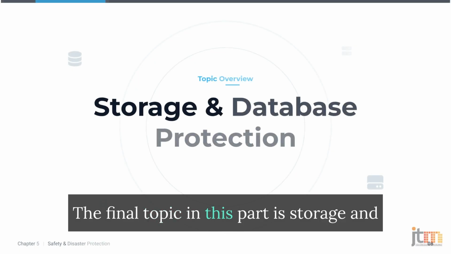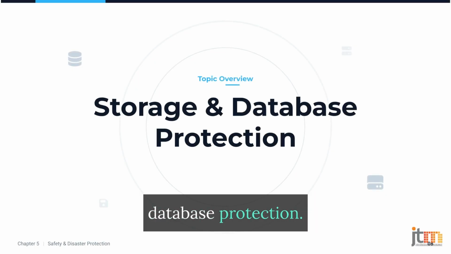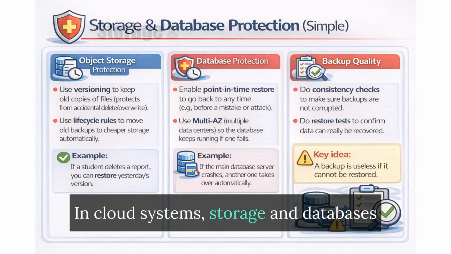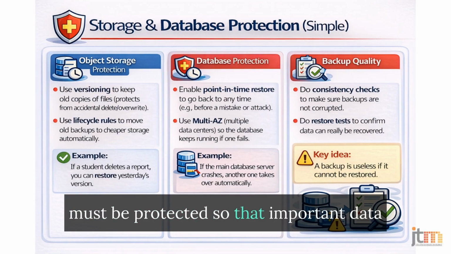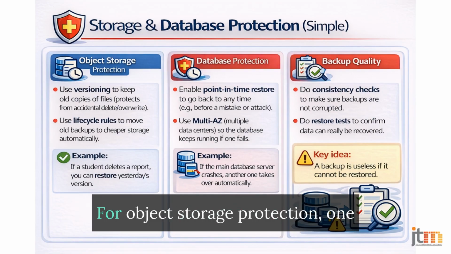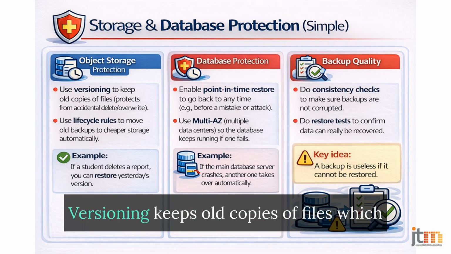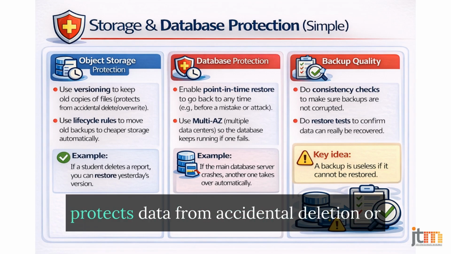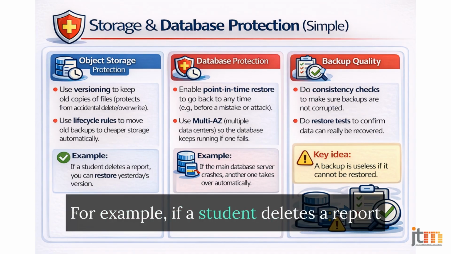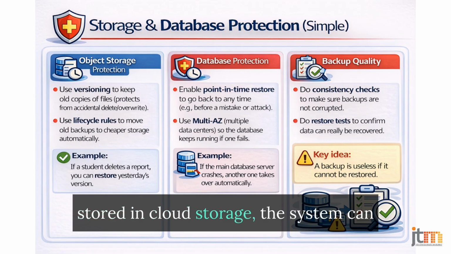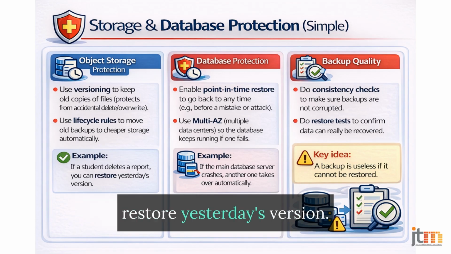The final topic in this part is storage and database protection. In cloud systems, storage and databases must be protected so that important data is not lost. For object storage protection, one important feature is versioning. Versioning keeps old copies of files, which protects data from accidental deletion or overwrite. For example, if a student deletes a report stored in cloud storage, the system can restore yesterday's version.